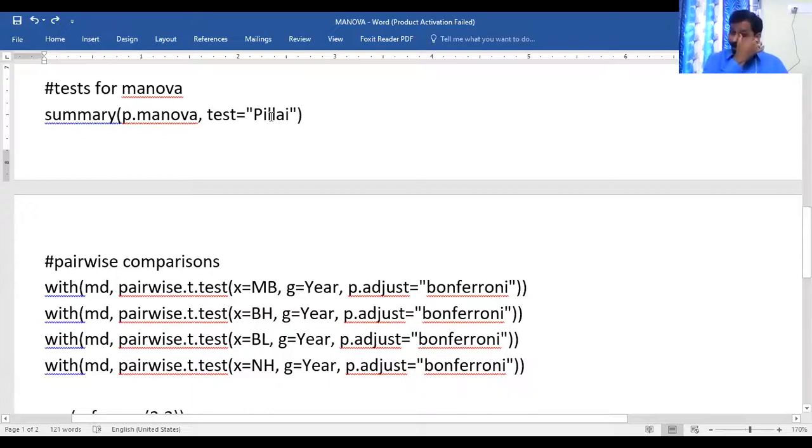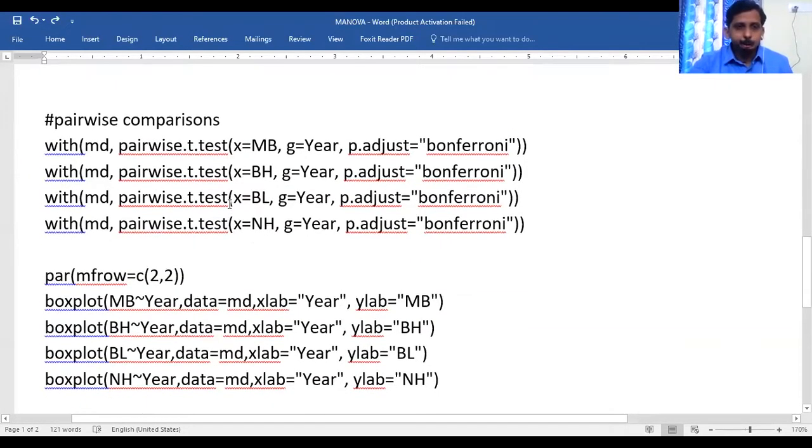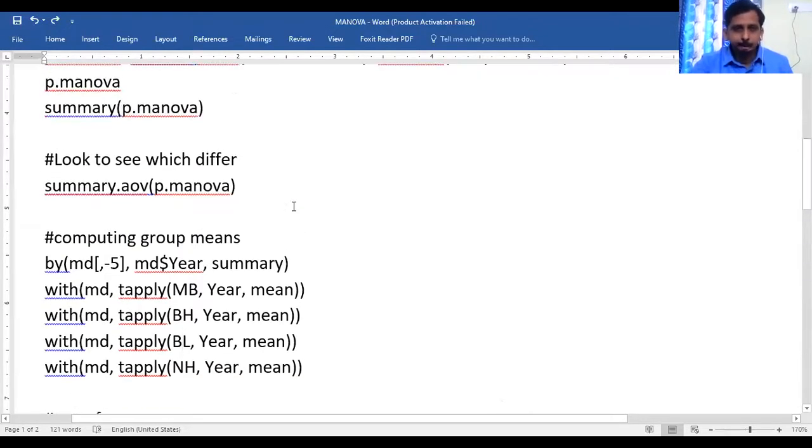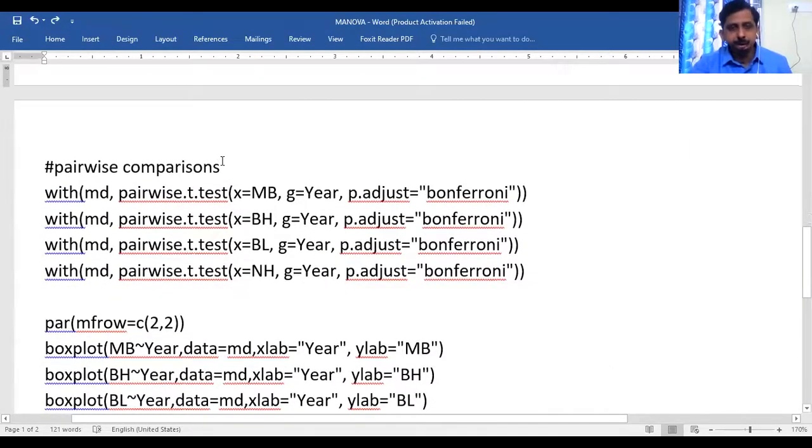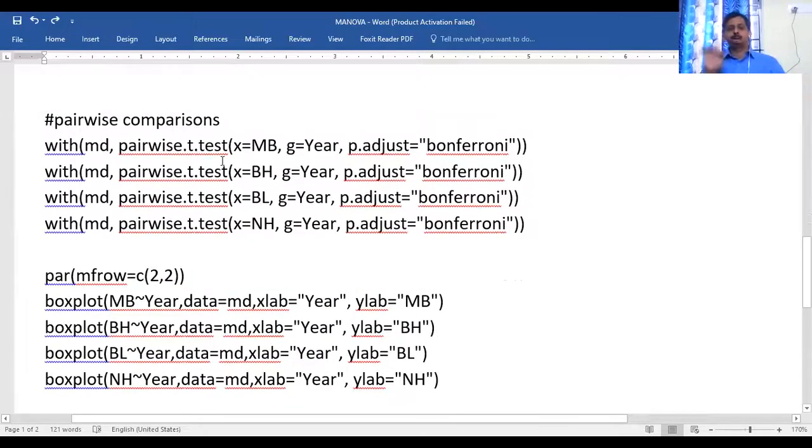Pillai's test is for testing across the years. Once the output shows significance, finally we have to sort out pairwise comparisons. To the best of my knowledge, there is no particular test for taking all the variables at a time and comparing in the multivariate setup. All the multivariate analysis is reduced to a univariate setup in the conclusion part.